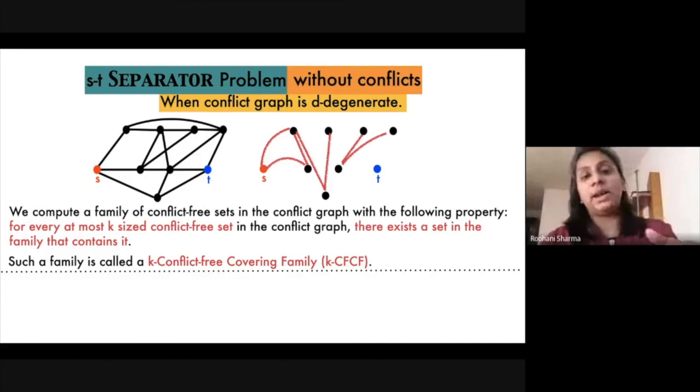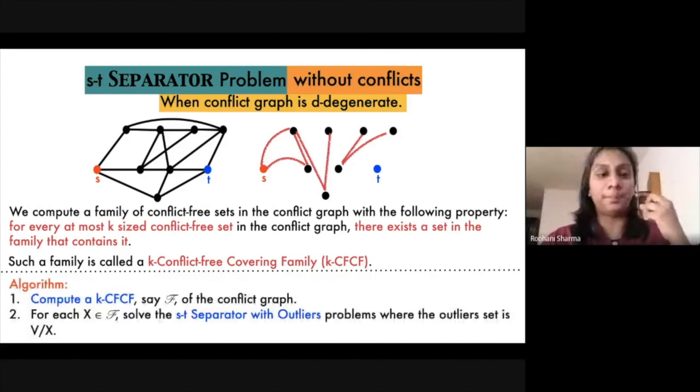And note that once we have this family, there is a very easy algorithm for the problem, which does the following. It computes a K conflict-free covering family for the conflict graph. And now for each set X in the family, it solves the ST separator problem with outliers, where the outlier set is the vertex set minus X. Because we know that any conflict-free set is contained in some set of the family, so for every set X, we check if there is a solution lying inside the set.